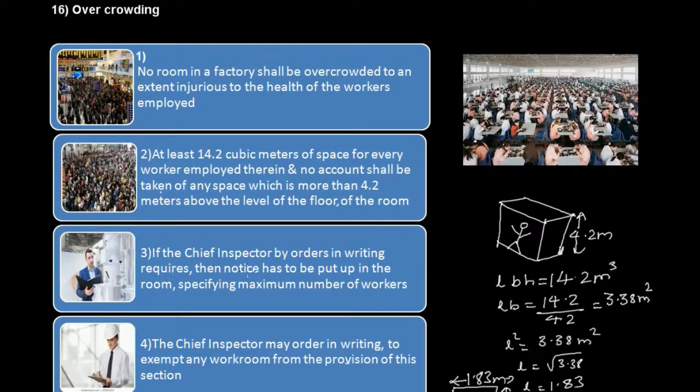If a chief inspector by order in writing requires, then a notice has to be put up in the room specifying the maximum number of workers. Now this is something like when we go in an elevator or a lift, the maximum number of people that the elevator can withstand is mentioned. At the same time, weight in kgs is also mentioned in the elevator. In the same way, if the chief inspector feels that a notice is to be put in any room so that the maximum number of persons is not exceeded, then he can specify it in writing. The notice should specify the maximum number of workers that room can have.